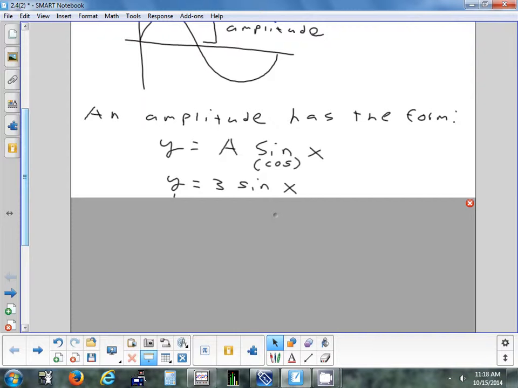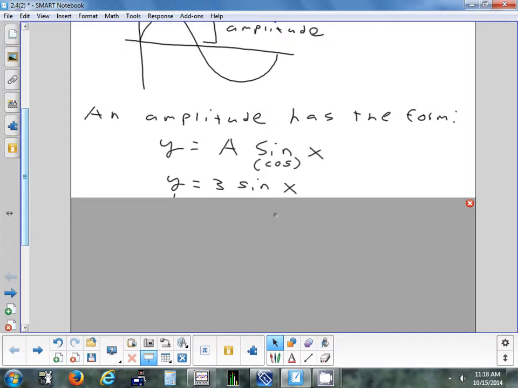So now next thing I want to do is figure out what this 3 just did. It's going to change the height. It's going to change the amplitude. What do you think the 3 is going to do? Is it going to make it bigger, or is it going to make it smaller? Bigger? Anybody think it's going to make it smaller?